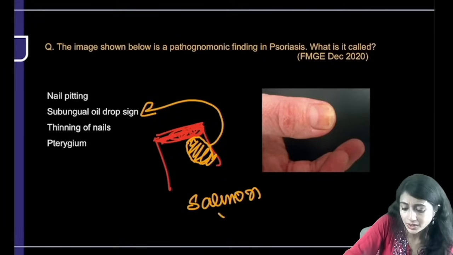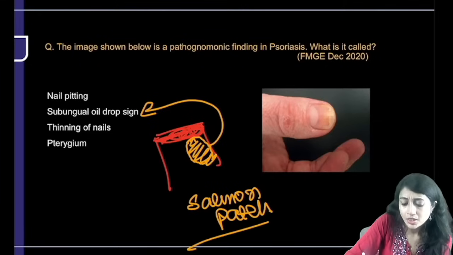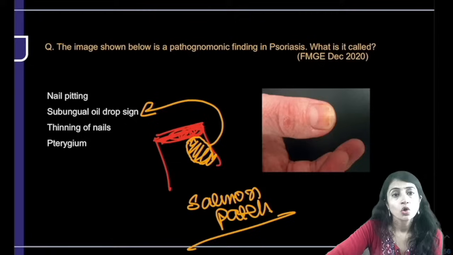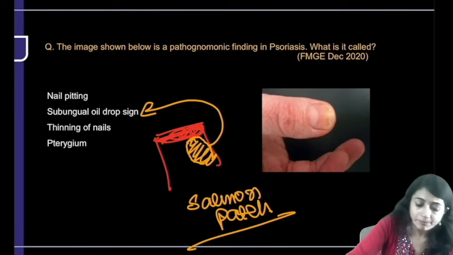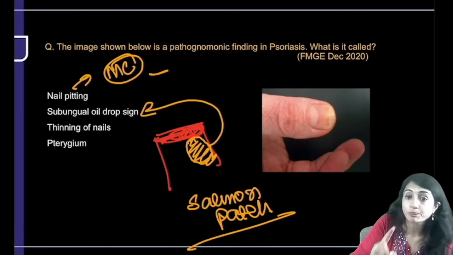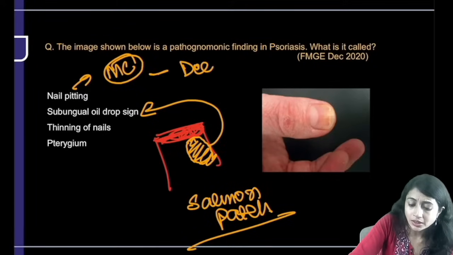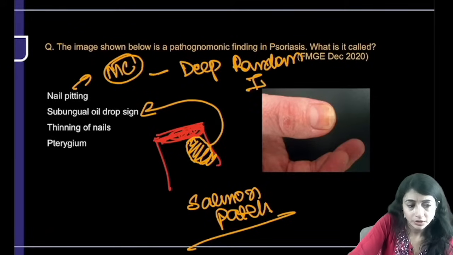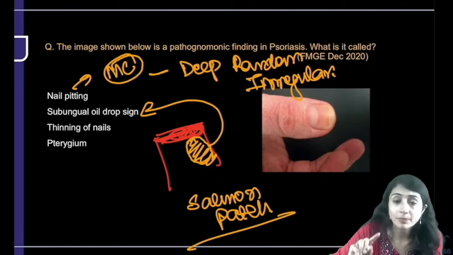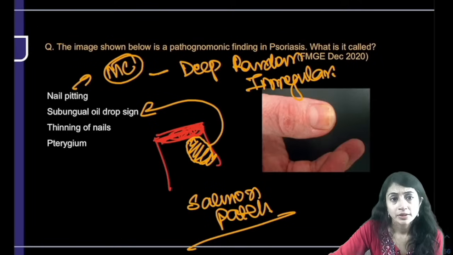This is very, very characteristic of psoriasis and represents parakeratosis of the nail bed. So nail pitting is the most common feature of nail psoriasis, and the type of pitting that I see here is deep, random and irregular. I see alopecia areata also presenting with pits, but there the pits are more geometric, more symmetric. Here they are deep, random and irregular.